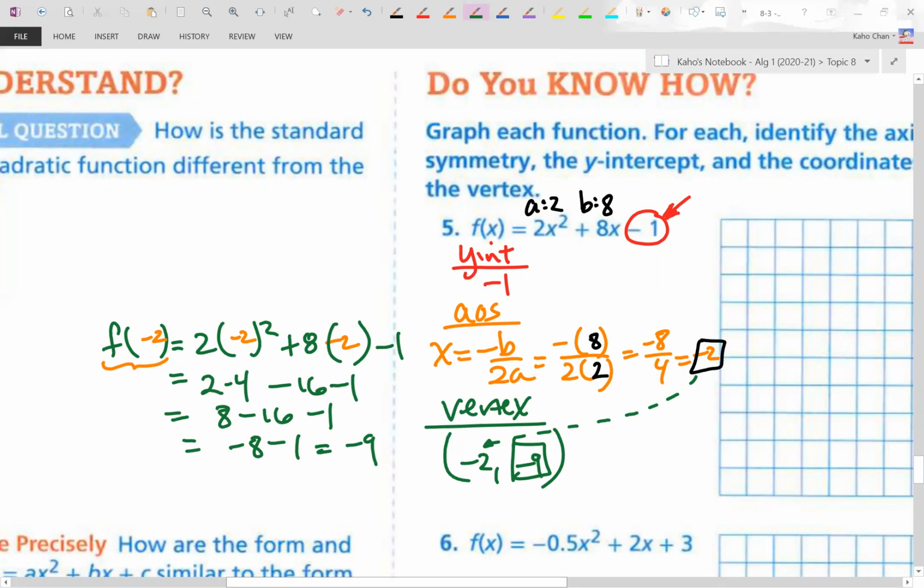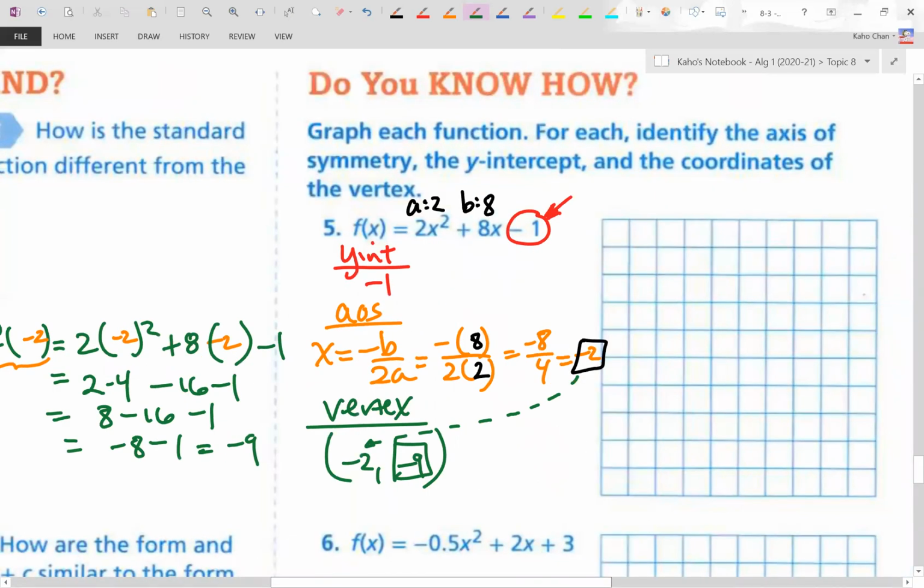So let's go ahead and try to plot this. Keep in mind, we've got an axis of symmetry of -2, a y-intercept of -1, and my vertex is in the 3rd quadrant, so let's give ourselves a little room here. Let's draw a vertical axis right here. And for my vertex, I need as much room as possible because it goes to -2, -9.